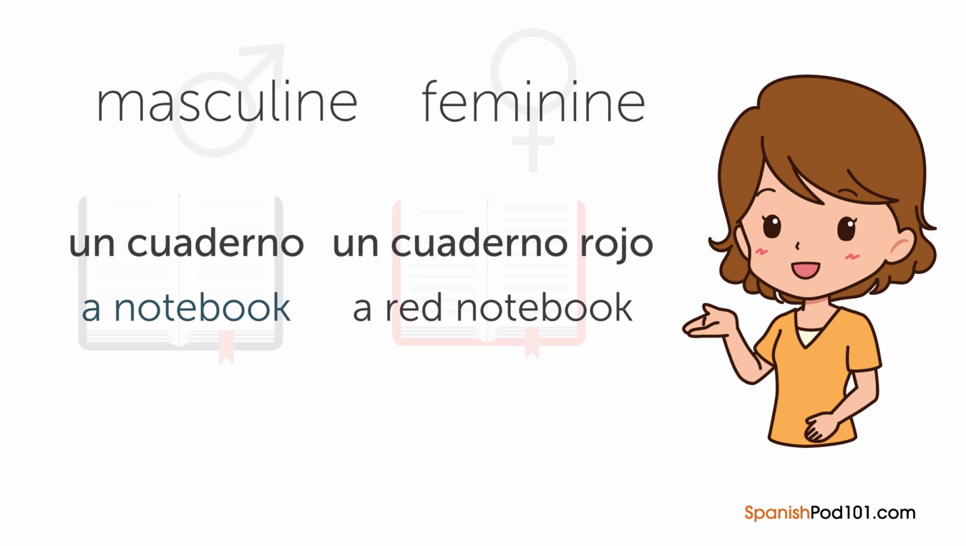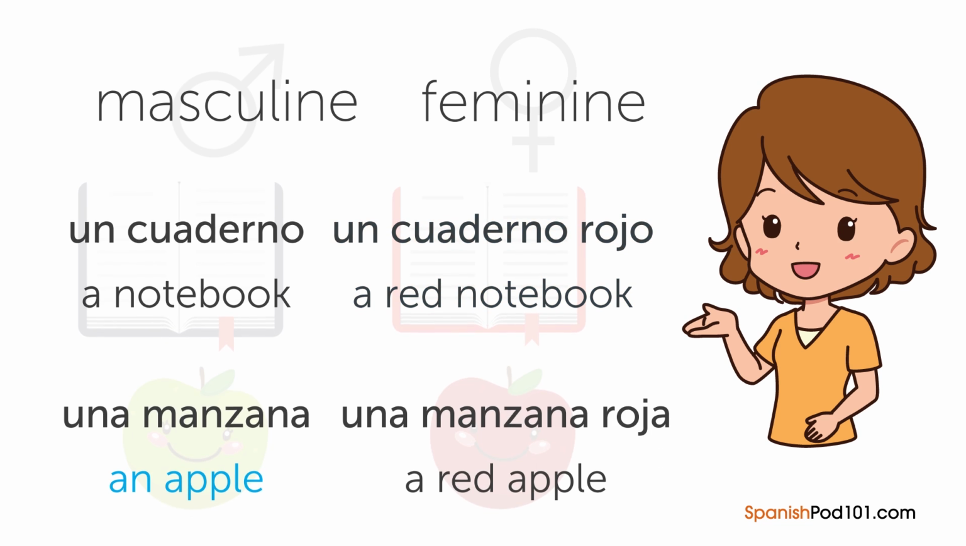It goes a bit like this. A notebook, un cuaderno, is masculine. So to say a red notebook, you could say un cuaderno rojo. An apple, una manzana, is feminine. So a red apple could be una manzana roja, with rojo changing to roja, ending with an A.